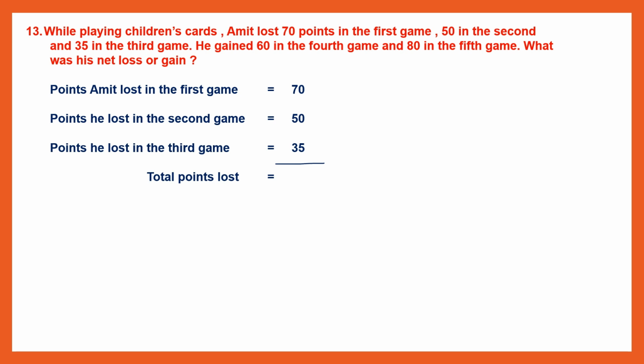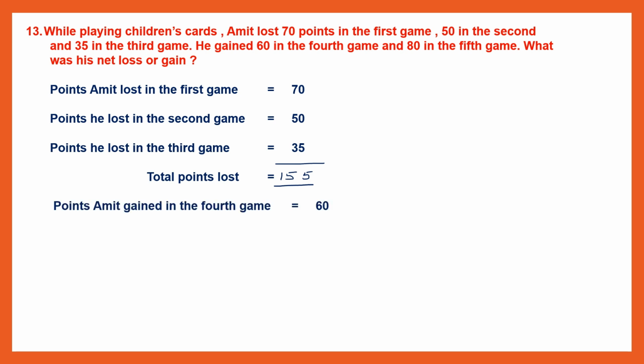So 7 plus, here we have 5 here, then 7 plus 3. We can say this way, 7 plus 3 is 10, 10 plus 5 is 15, so that is 15. 15 is the total points lost. So now we know the total points lost. Let's find the total points won.